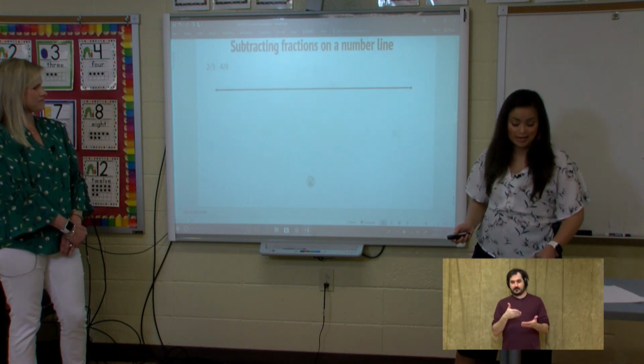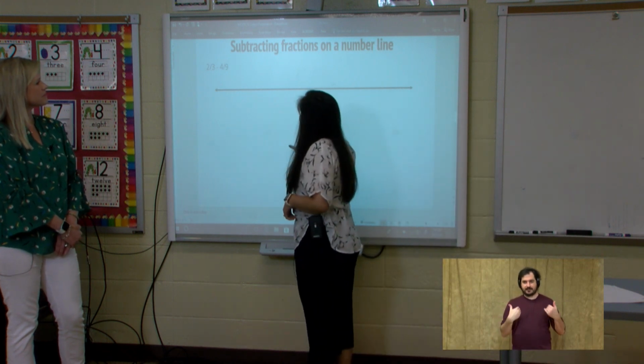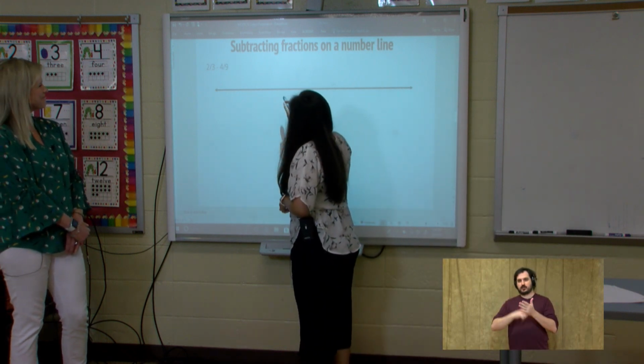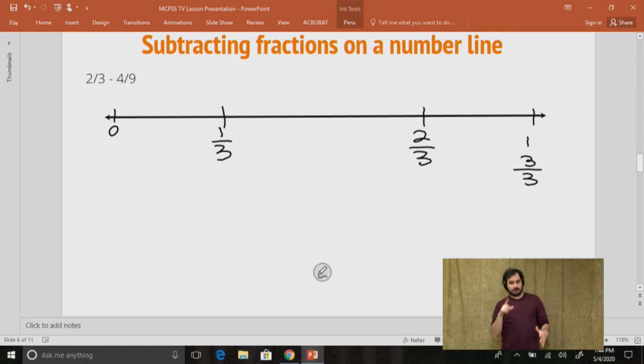All right, now let's try subtracting. So we have 2/3 minus 4/9. So we're going to start by breaking this up into thirds. We have our 0 here and our 1. And I have 1/3, 2/3, and then my 3/3. But I'm not done because I still have to have my 4/9.